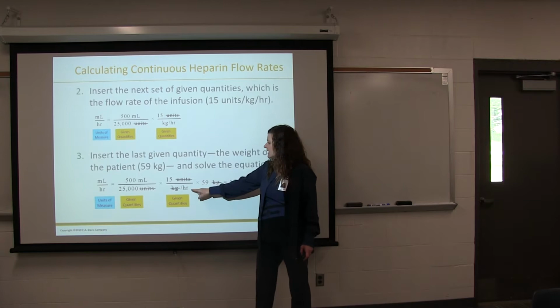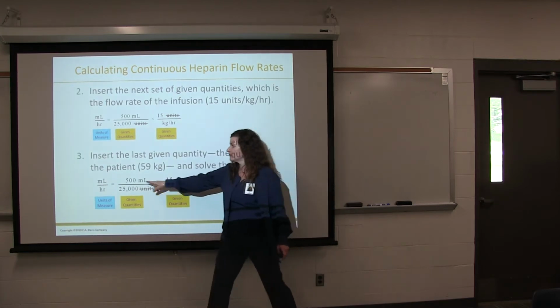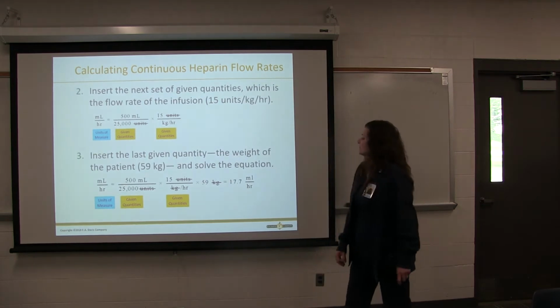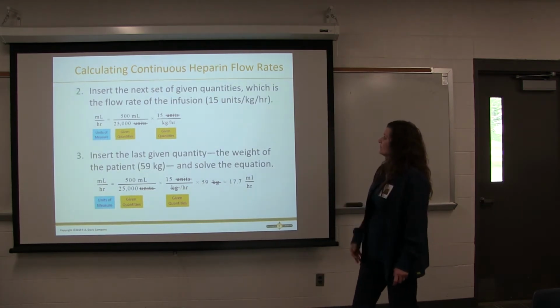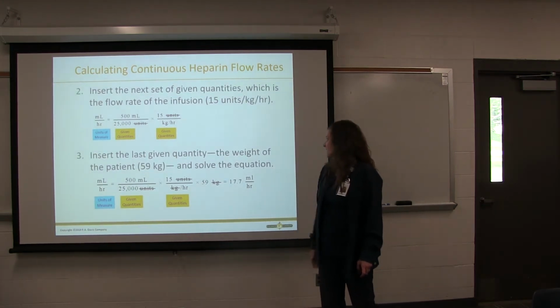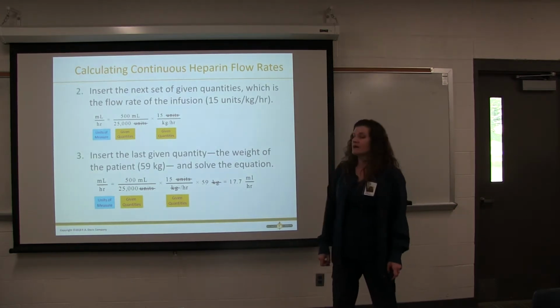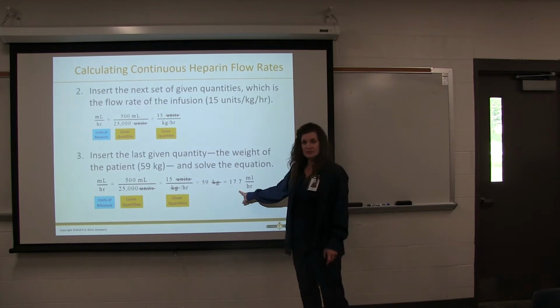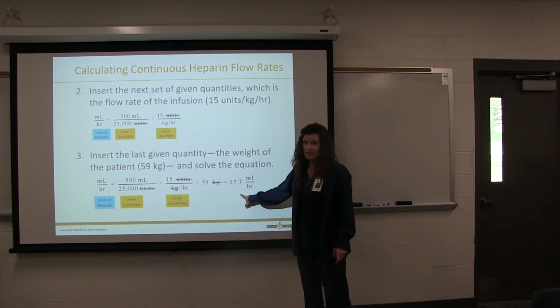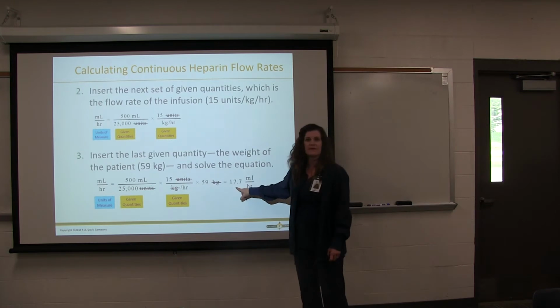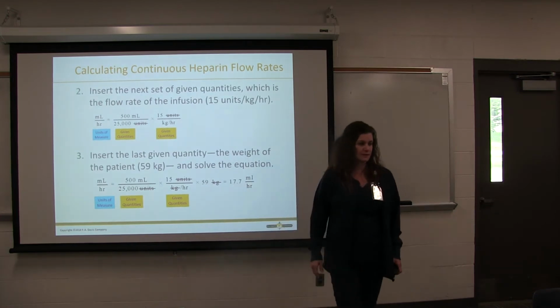We're going to be able to cross that out and be left with hour because remember what we want is milliliter per hour. So we have our 15 units per kilogram per hour, then we have our patient's weight, and all that comes out to 17.7 milliliters per hour. Okay, and so that's a large amount, larger than what we've been working with. It's still a small amount, 17 milliliters, but remember it's going in a big bag of solution. So never would that be given like sub-Q.